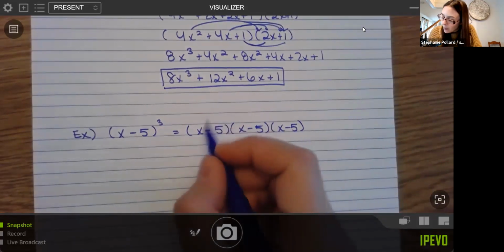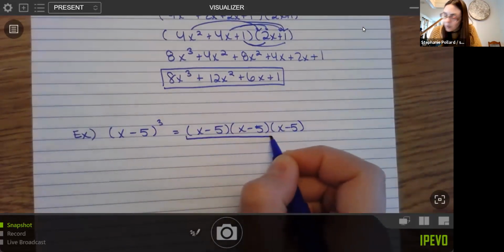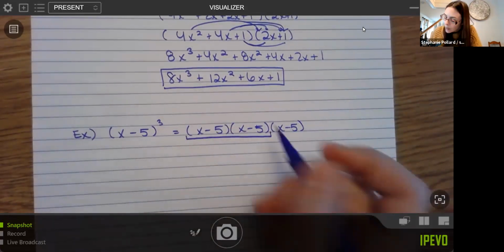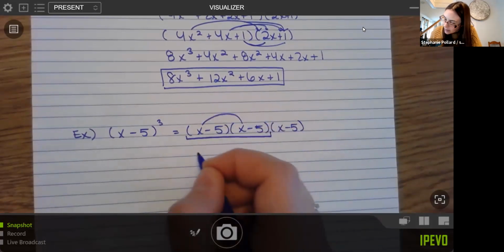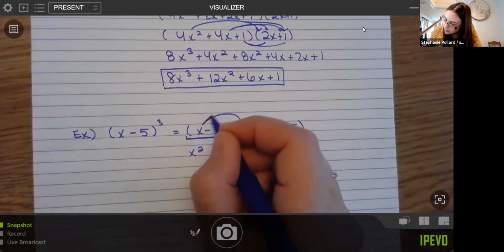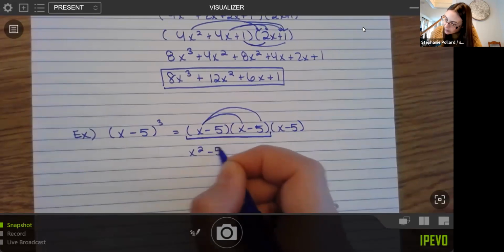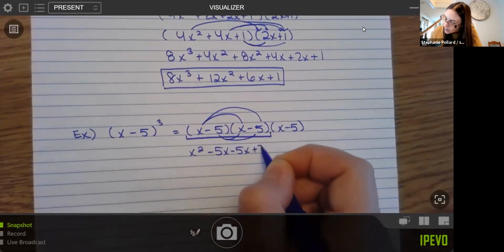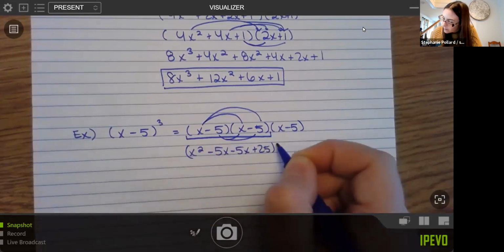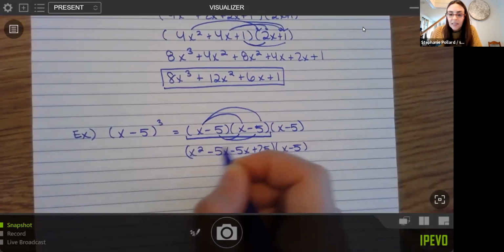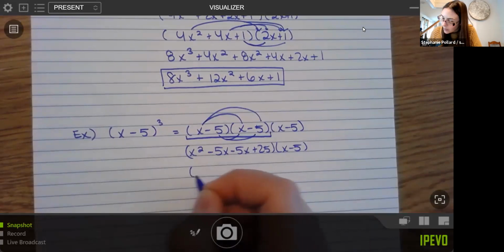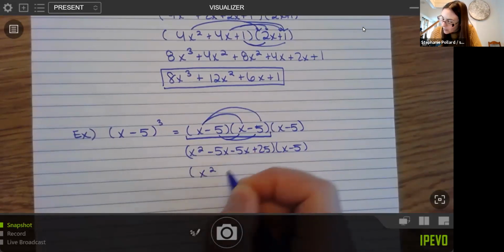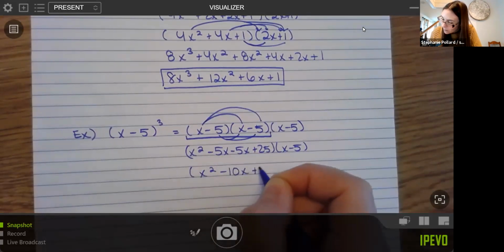The big thing to keep in mind when multiplying is you can only multiply 2 factors at a time. So I'm going to start with these 2. x times x is x squared. Then I have a minus 5x, another minus 5x, and a plus 25. I do recommend simplifying before you keep going. It'll make it a little bit easier. Minus 5 and minus 5 is minus 10.